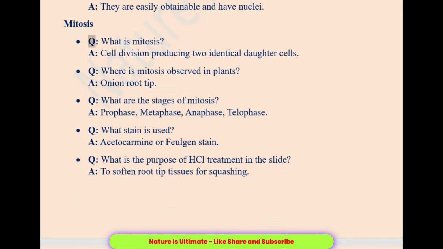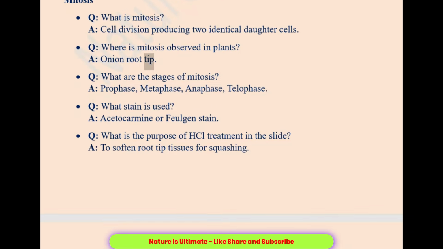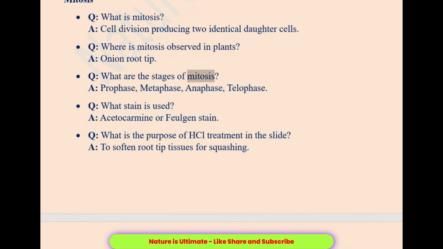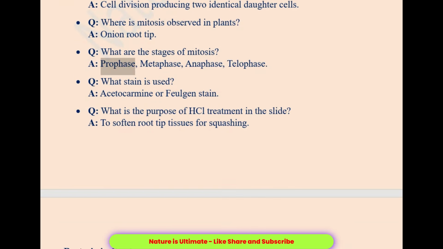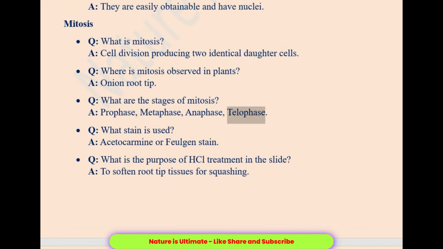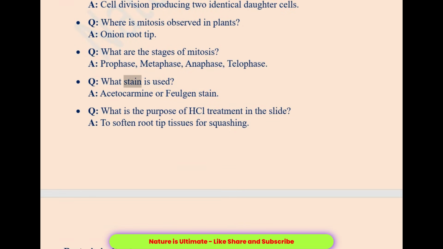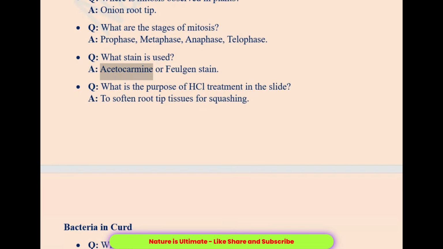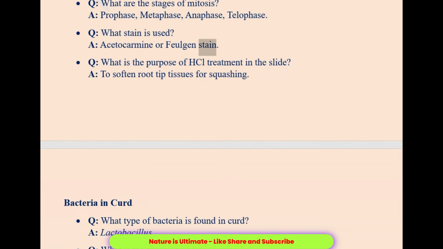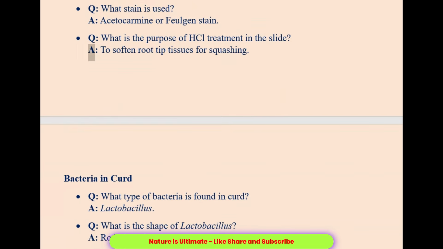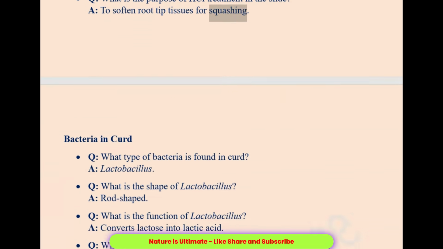Mitosis. Q. What is mitosis? A. Cell division producing two identical daughter cells. Q. Where is mitosis observed in plants? A. Onion root tip. Q. What are the stages of mitosis? A. Prophase, metaphase, anaphase, telophase. Q. What stain is used? A. Acetocarmine or Feulgen stain. Q. What is the purpose of HCl treatment in the slide? A. To soften root tip tissues for squashing.